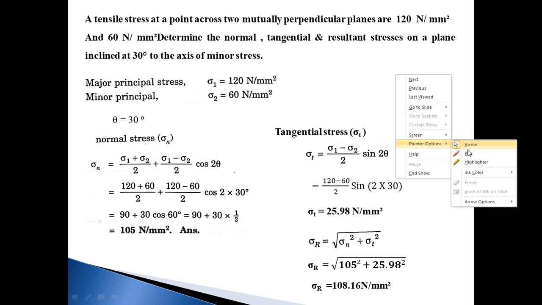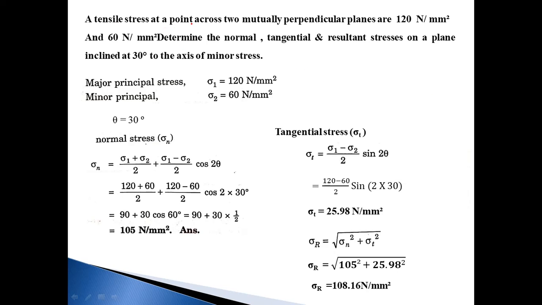So let us see one problem. The tensile stresses at a point across two mutually perpendicular planes are 120 Newton per mm square and 60 Newton per mm square. Determine the normal stress, tangential stress, and resultant stress on a plane inclined at 30 degrees to the axis of minor stress. First, mention the given data: major principal stress sigma 1 is 120 Newton per mm square, minor principal stress sigma 2 is 60 Newton per mm square. Now they are not mentioning the nature of the stress, so we consider both are like stresses, that is tension, and the inclination of the plane is 30 degrees to the minor axis.